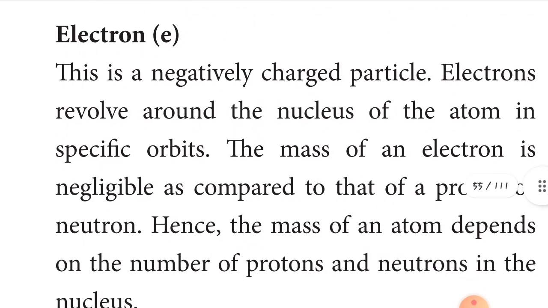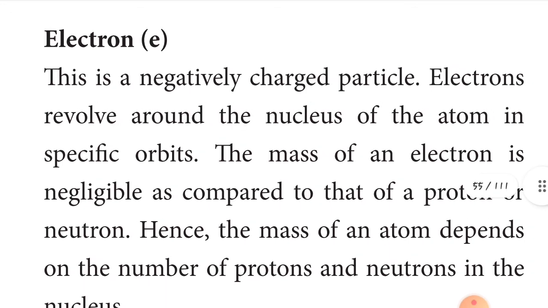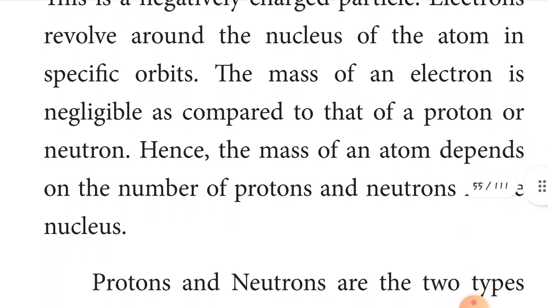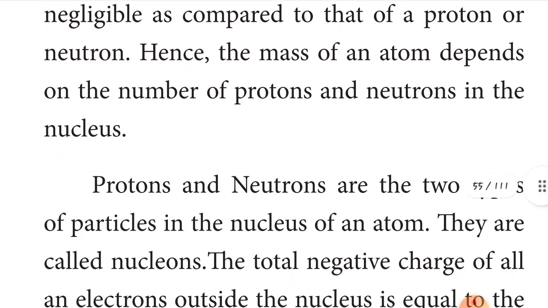The electron is a negatively charged particle, children. Electrons always revolve around the nucleus in an atom in specific orbits, and the mass of the electron is negligible compared to the proton or neutron. That means its mass is very, very small. Hence the mass of an atom depends on the number of protons and neutrons in the nucleus. This is clear to you, children?